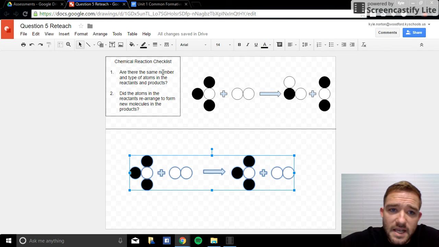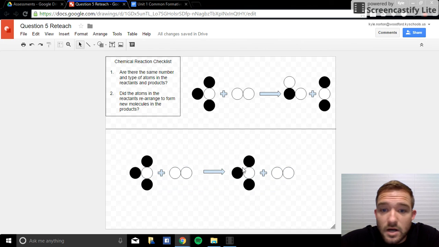Well, number 1, are there the same number and type of atoms in the reactants and products? Yeah, I think so. It looks pretty good, right? I copy and pasted it. 1, 2, 3, 1, 2, 3, 1, 2, 3, 1, 2, 3. So it looks pretty good. Well, not so fast, because did the atoms in the reactants rearrange to form new molecules in the products? Not this time. Actually, this model shows that the substances were potentially going to react, but what actually happened was nothing. On the other side, we just got more of the same thing.